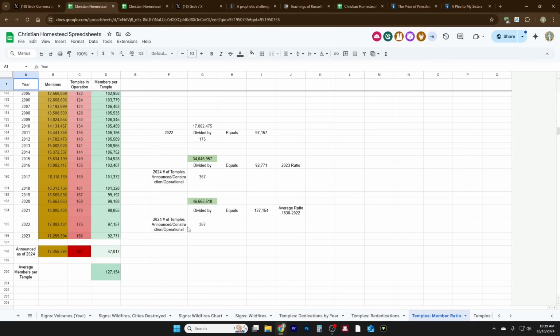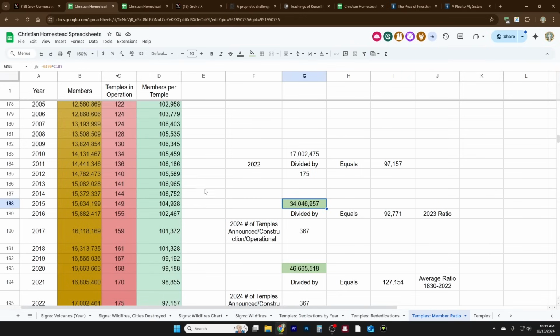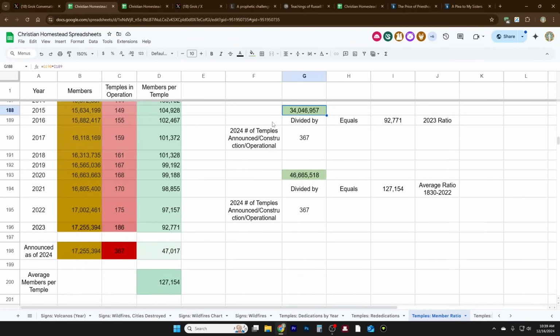And I came up with two numbers. One was based on the ratio of members of the church to temples in 2023, which was 92,771 members per temple. There were 186 temples. And so if we wanted to keep that ratio the same, the church would have to grow to 34 million members. And this does take into account all the small temples, because these are all the temples as of 2023, and the majority of them are smaller temples. Some people have been like, well, you have to think about the square footage. No, it's already part of that.